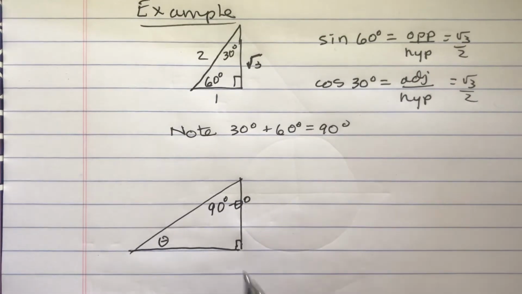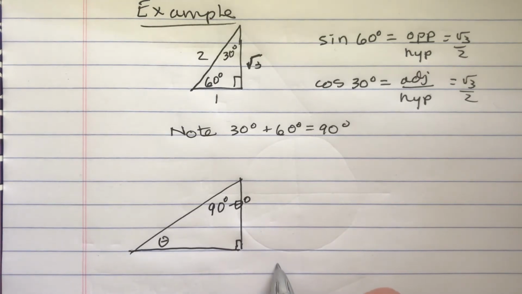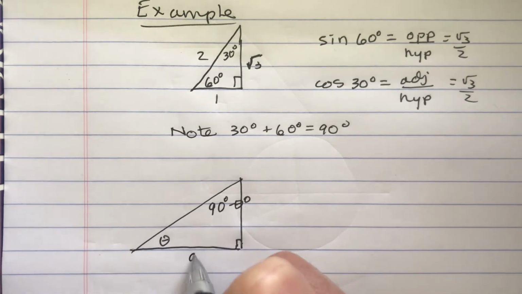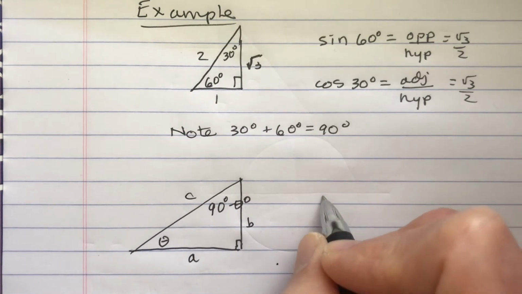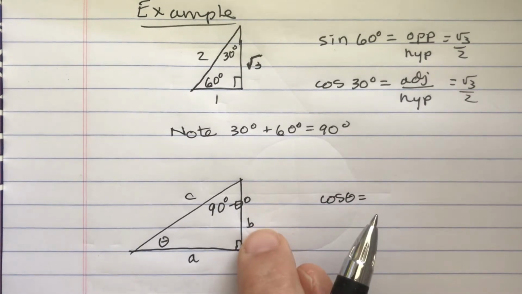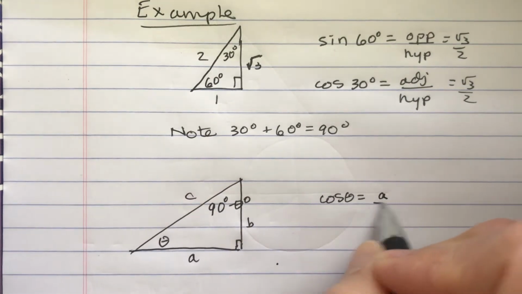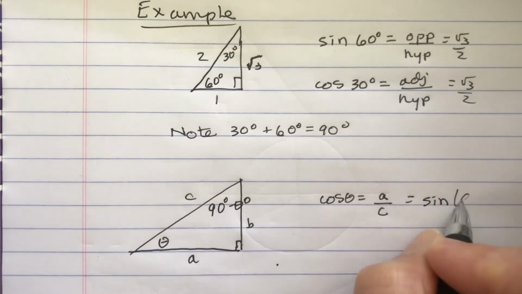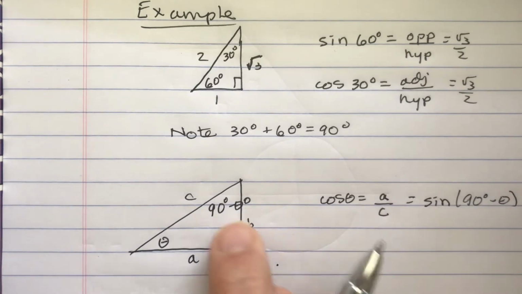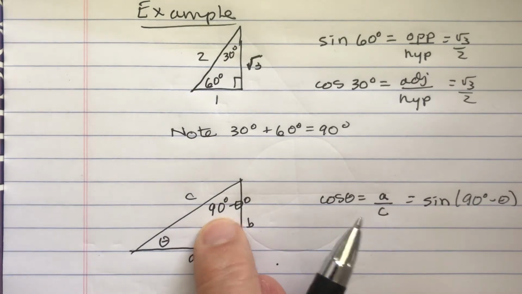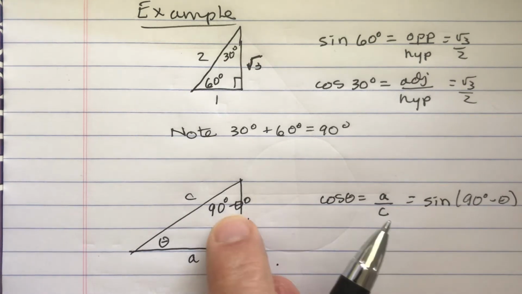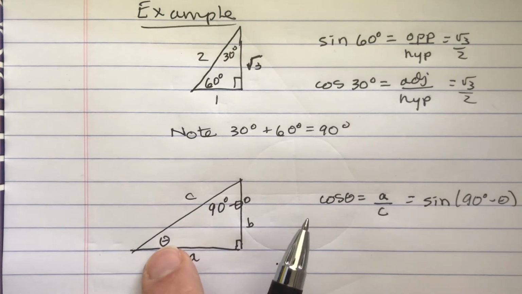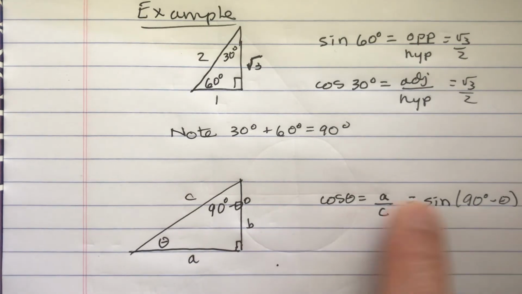Okay. And what I'm going to see then is that, well, I'm going to just break down and maybe label this A, B, and C. So if I have cosine theta, this is going to be adjacent over hypotenuse. But if I look at, say, sine of 90 degrees minus theta, I'll get the same thing because, sorry, opposite of 90 minus theta is A. Adjacent to theta is A. That's why these are equal.